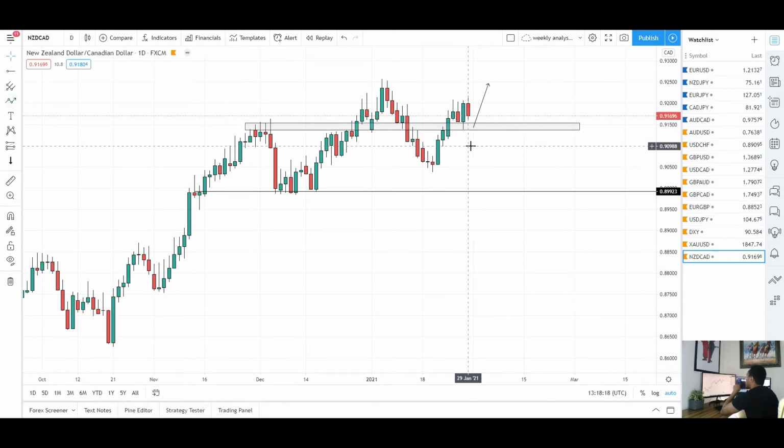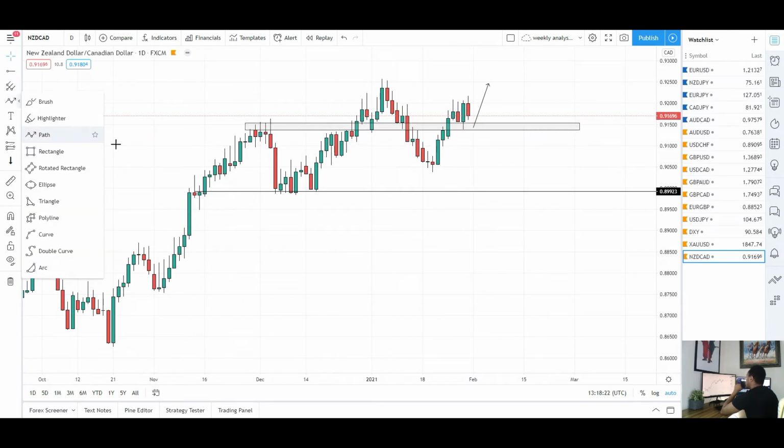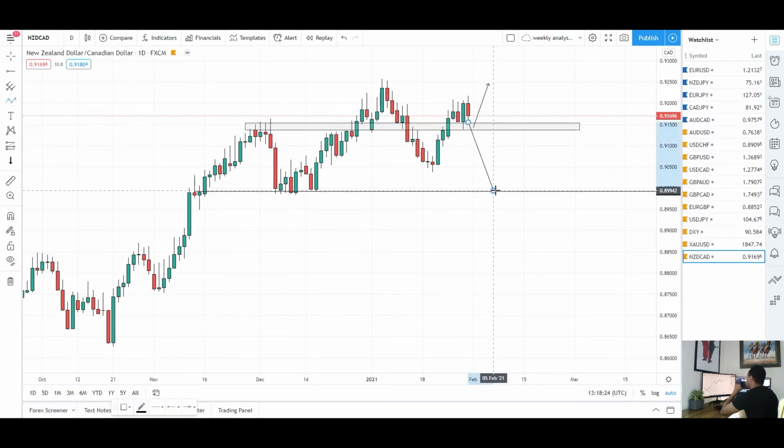But if we do break below that level of support again, we could be seeing another push to the downside, about to go and test this key level around here, 0.8923, and possibly if we break through that, it can go a lot further for NZD CAD.